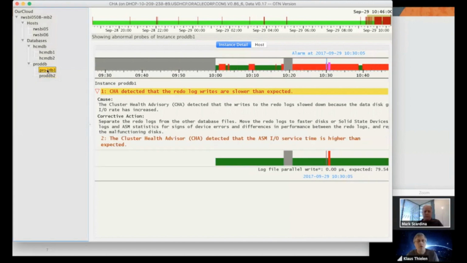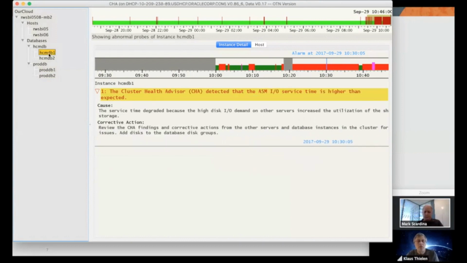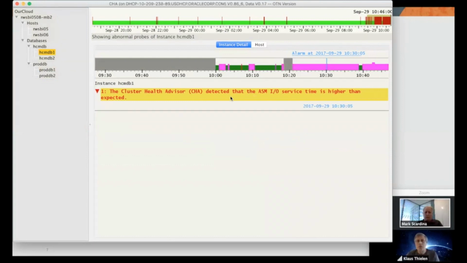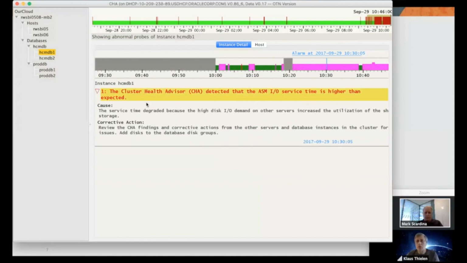Yeah. So we could also have a look at the HCMDB one. Okay. See, at the same time we also have a problem here, which makes sense because the database instances are running on the same nodes and using the same I/O subsystem. Right. So there are scenarios where one instance is using a hell of a lot of resources, and the second instance does not get enough resources because of that. I see. Okay.